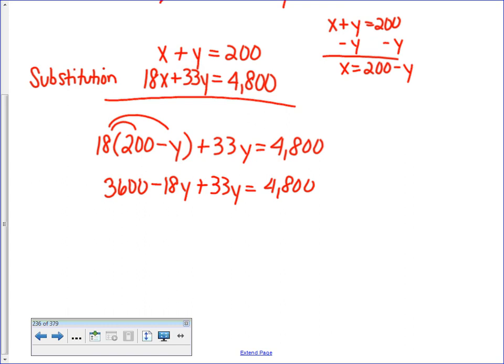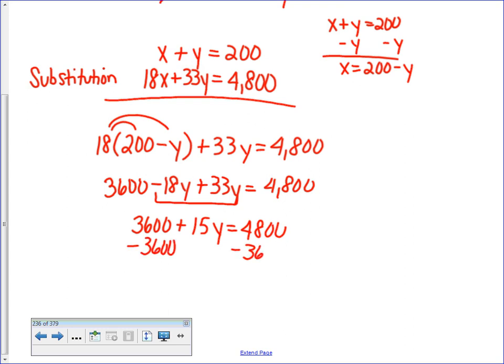Combine your like terms because now I only have one variable. So I have 3,600 plus 15Y equals 4,800. Subtract 3,600 from both sides. I have 15Y equal to 1,200. Divide both sides by 15. And I get Y to equal 80.